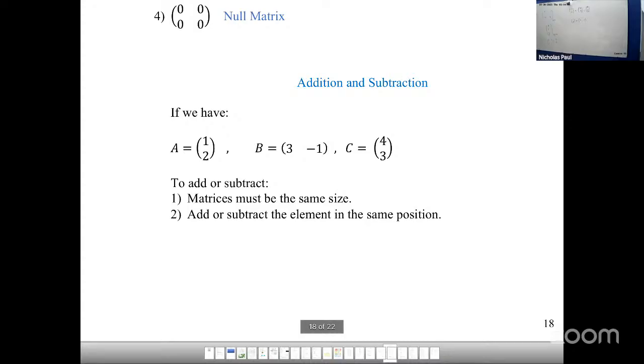Right, so how do we add again? We add the same positions, and we always subtract the same positions, right? Right, nice. Watch this here.